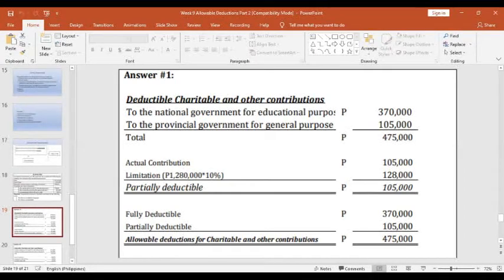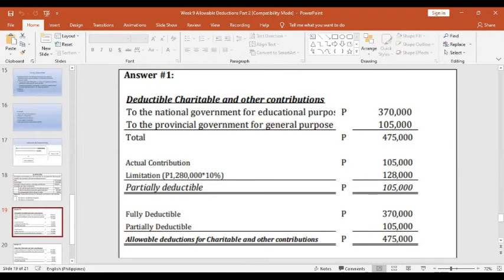But there's a big but. Let us classify the fully and the partly deductible. The fully deductible is the donation to the national government for educational purpose. But the donation to the provincial government for general purpose is not fully deductible. It's partly deductible. So let us compute the limitations of the partly deductible. The actual partly deductible on the provincial government is 105,000, and let's compute the limitations. So this is an individual, the 10% of the gross income.